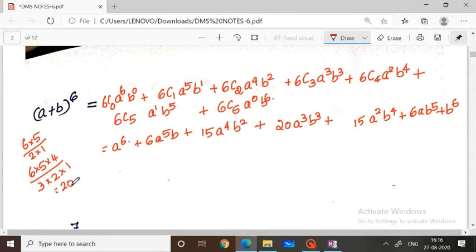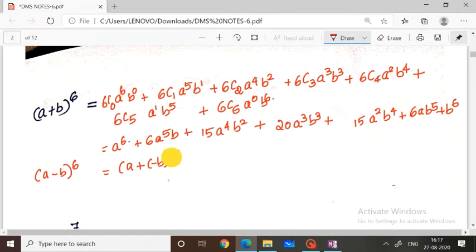Now, we have done a plus b raised to 6 here. If I ask you to calculate a minus b raised to 6, what will be the answer? Can you simplify that? The step is, this a minus b raised to 6 can be rewritten as a plus minus b the whole raised to 6. So how will you write this? In the above step, I am going to replace b with minus b.